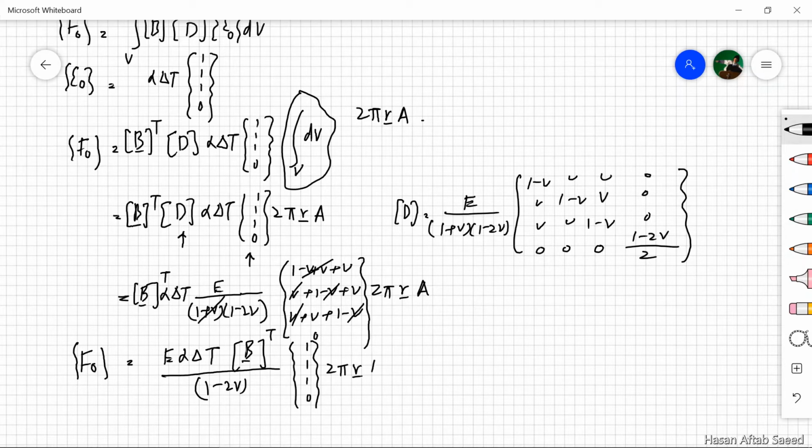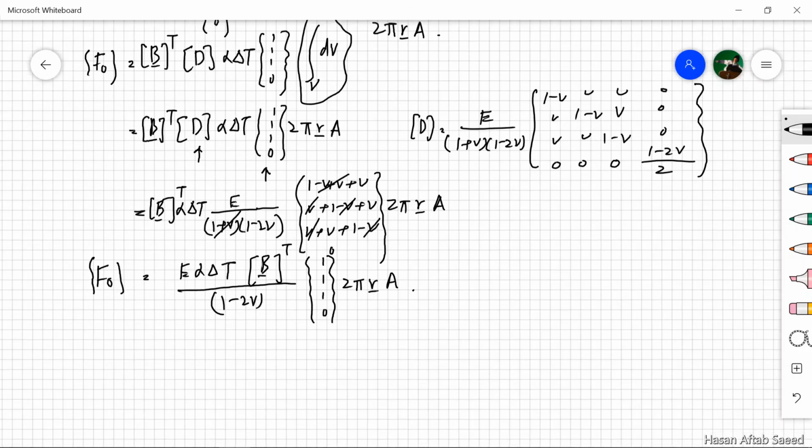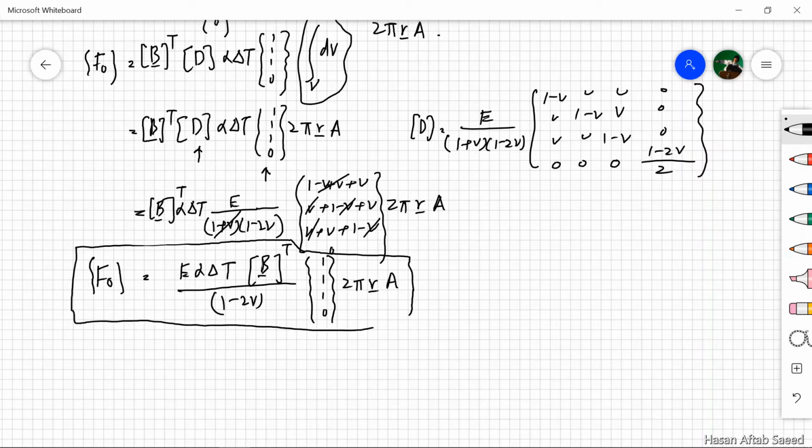2 pi r. This is the expression for F naught. Any question where you have temperature changes, then the force vector because of those temperature changes will be calculated like this. Again, very simple. Once you have B matrix, the other values are very simple. Material values, material constants, A and R come from the geometry. Again, R is the centroidal value.